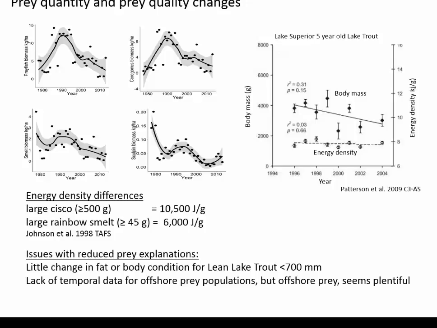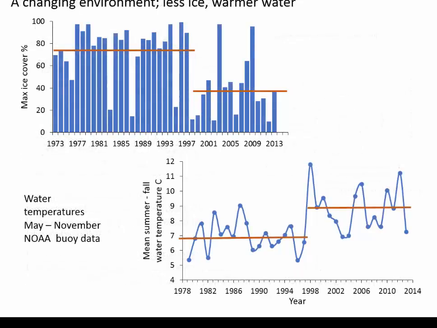And you've probably seen this from Patterson's, where they looked at a change in energy density for Lake Superior lake trout. These were 5-year-old fish, and their explanation for this decline in energy density was prey reduction. So I'm not entirely buying it, but it's out there.